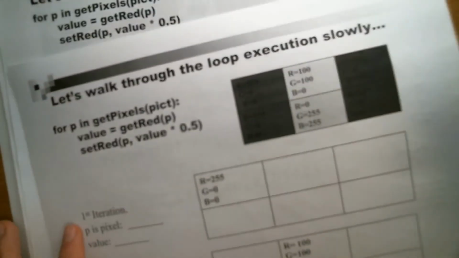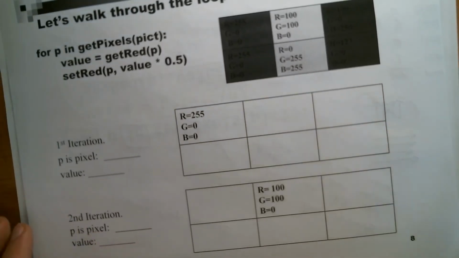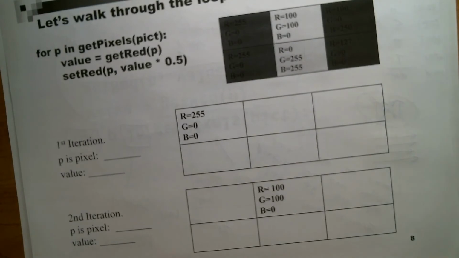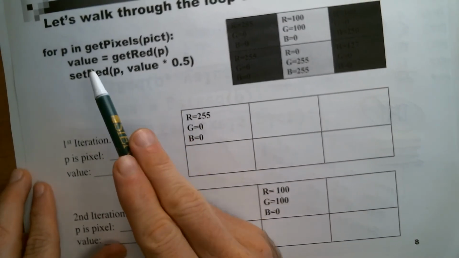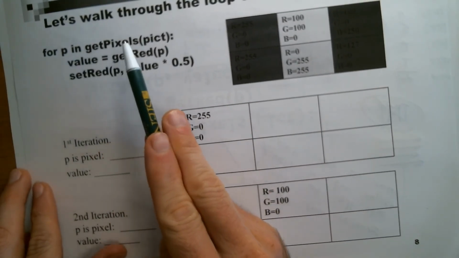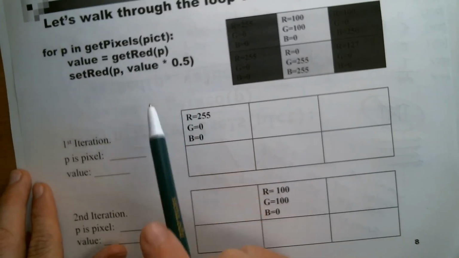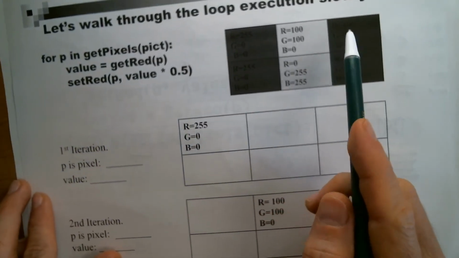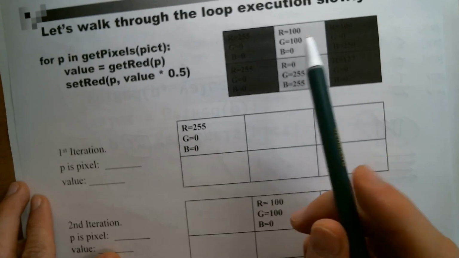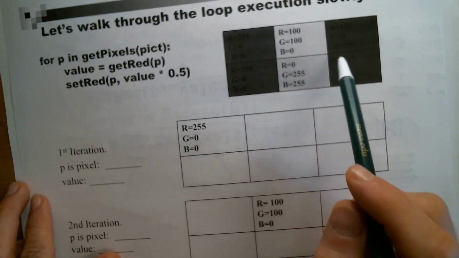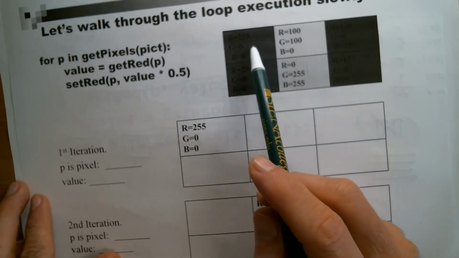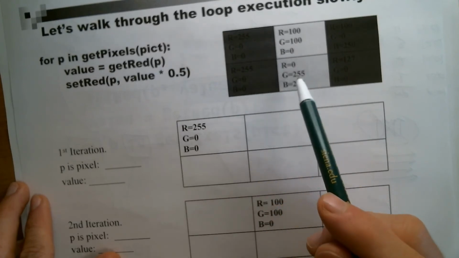All right, so what I want to do now is just sort of walk through one of these so that we've got a really good feel for what's happening. So here's that same loop. For P in get pixels picked: value equals get red, set red P value 0.5. And then here's just like an imaginary picture. We're seeing that it's made up of 6 pixels, and each of those pixels has an RGB value.